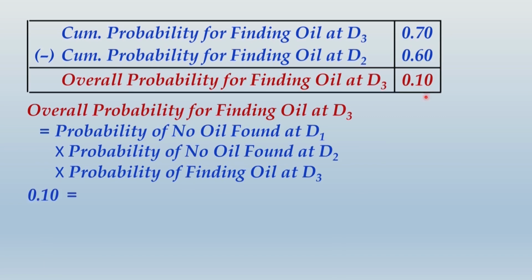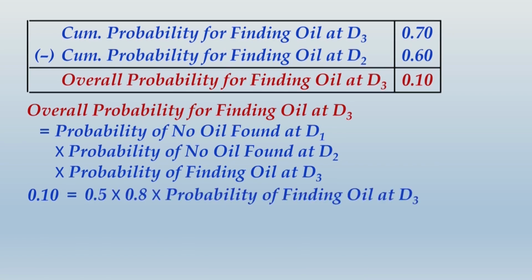So left hand side is sorted. Now on the right hand side we first consider the probability of no oil found at D1, which will be 0.5, multiplied by probability of no oil found at D2, which will be 1 minus 0.2, that is 0.8, and then this as it is. So it will be 0.5 into 0.8 into probability of finding oil at D3. Are you still wondering from where we got this 0.8? Remember what you have written a few minutes back. The specific probability of finding oil at D2 was 0.2. So probability of finding no oil at D2 will be 1 minus 0.2, that is 0.8.